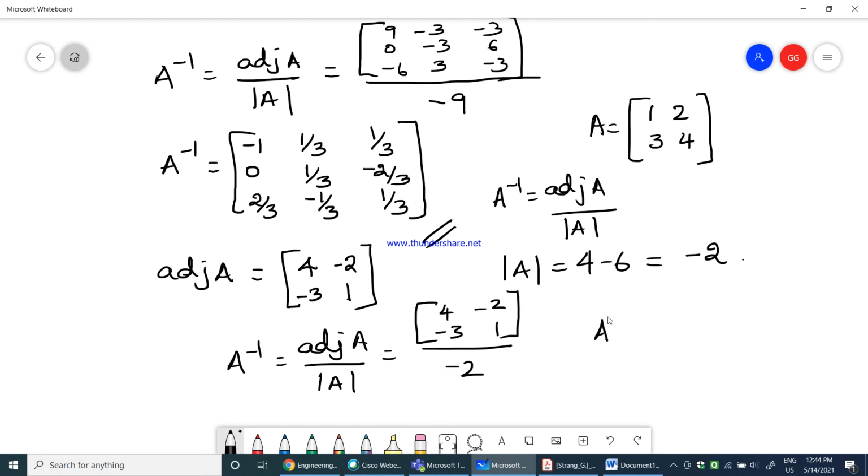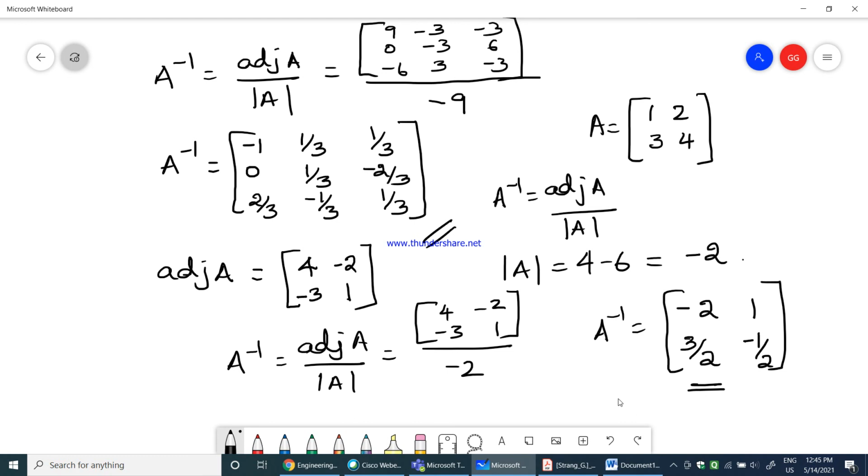So A inverse would be equal to 4 by minus 2 is minus 2, minus 2 by minus 2 is 1, minus 3 by minus 2 is 3 by 2, and 1 by minus 2, which is minus 1 by 2. So this would be the inverse of a 2 cross 2 matrix that we find.